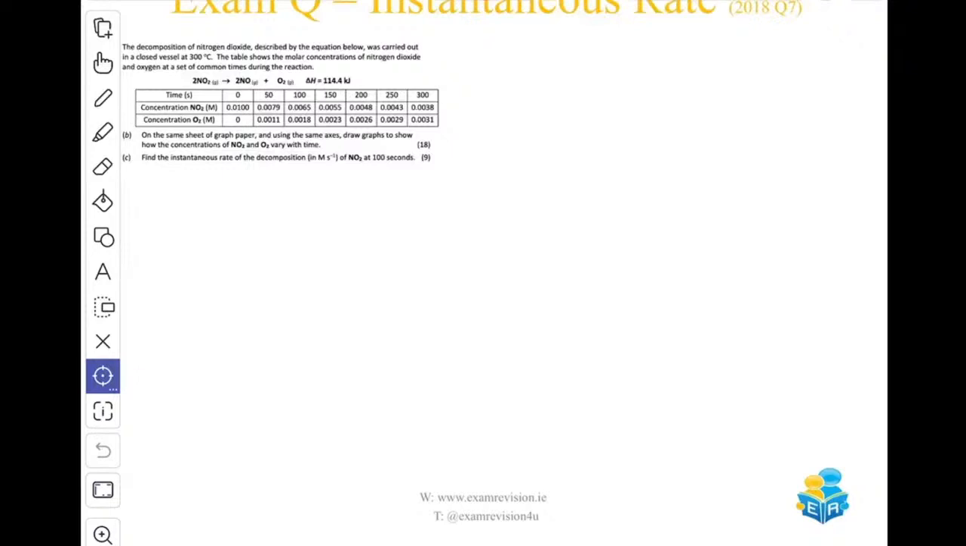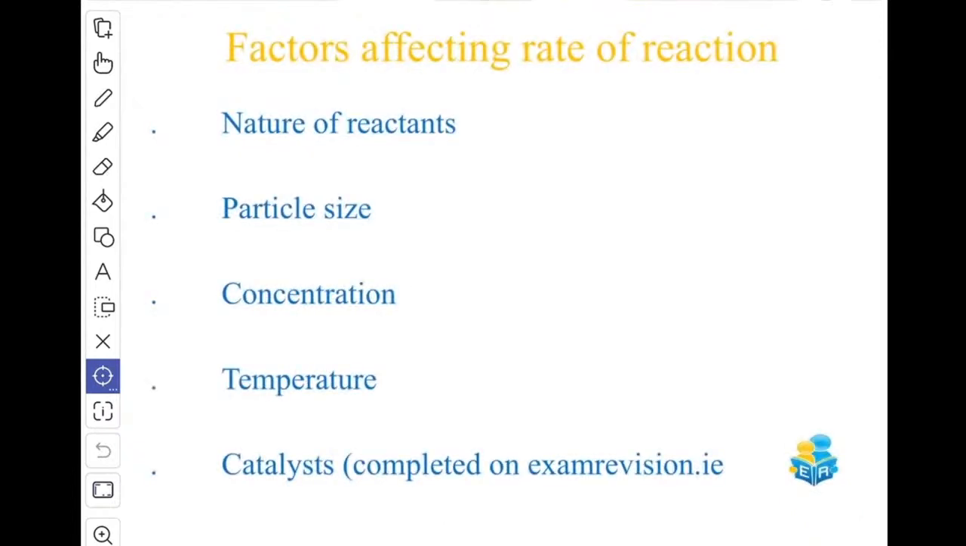Okay, so we'll move along and we'll now look at the factors that affect the rate of the reaction. There are 5 of them. We look at the nature of the reactants, the particle size, the concentration, and the temperature. We also look at the use of catalysts. Today I'm going to go through the first 4 of them: nature of reactants, particle size, concentration and temperature.